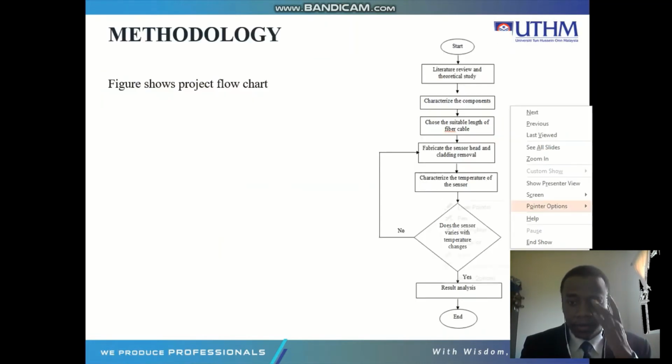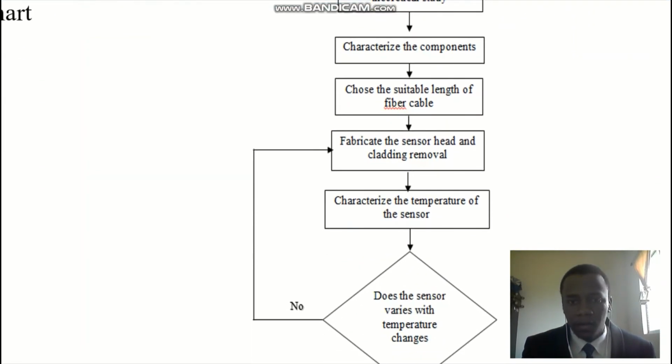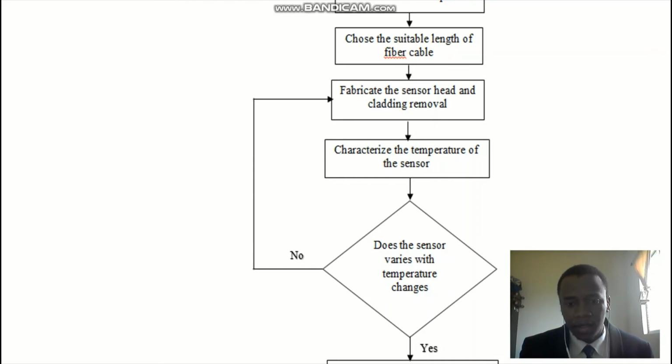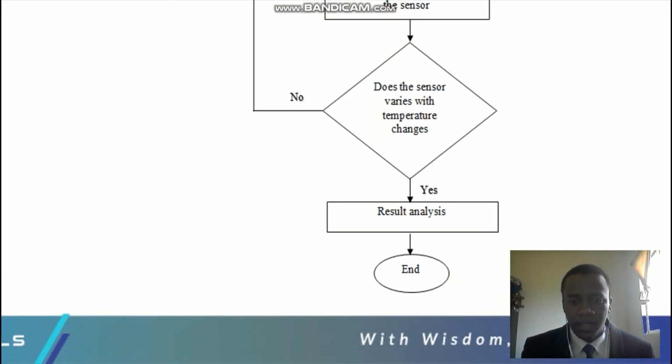So this is our methodology. We can see first we start, and then the literature review and theoretical study about the optical temperature sensor and its application, as we mentioned earlier. Then we characterize the components, and then choose a suitable length of the fiber. This was done in FYP one, where we characterized the components, tested different lengths of the optical fiber, and then chose. After that, we fabricate the sensor head and remove the cladding to a suitable length, and then we characterize the temperature sensor. Here, if the sensor varies with the temperature changes, then we go to result analysis. If not, we need to refabricate it and go through the same process again, and then result, discussion, and the end.